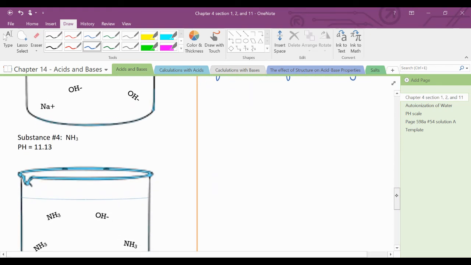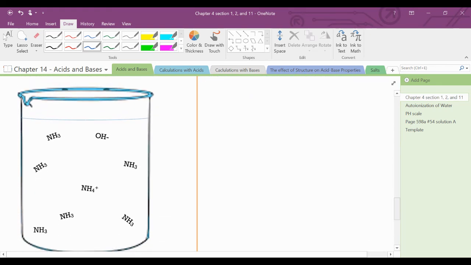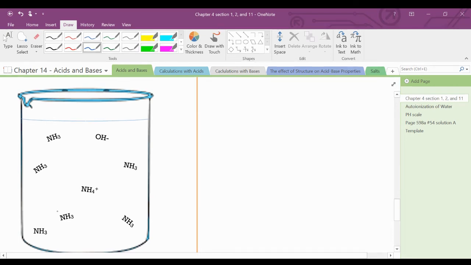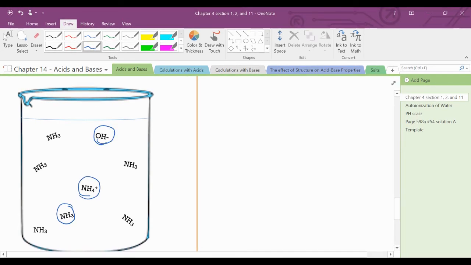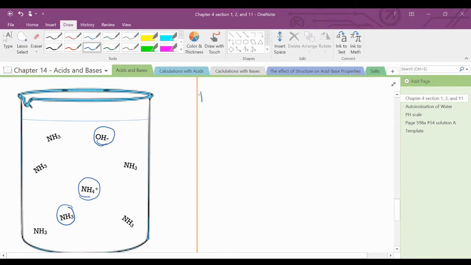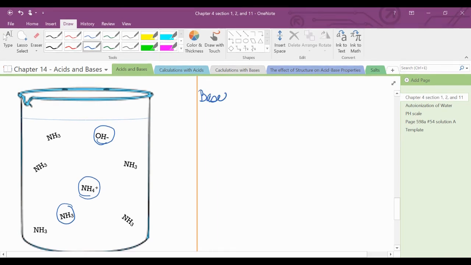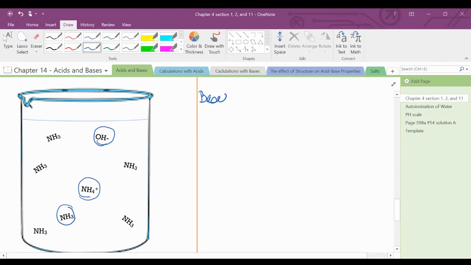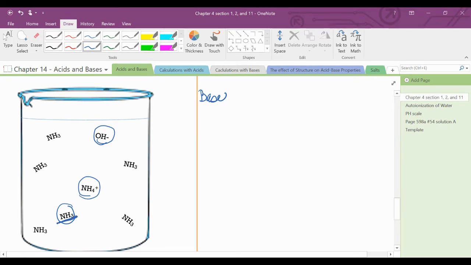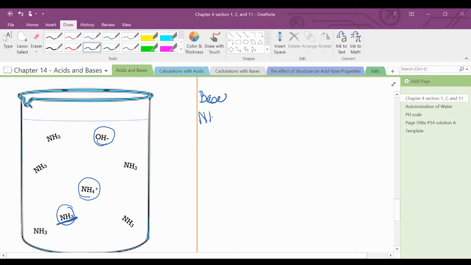All right, let's look at our next particle drawing. So in this particle drawing, I see molecules of NH3, I see ammonium ions, and I see hydroxide ions. Now this hydroxide ion is telling me that this is a base. And in this case, when I look at the molecule, it's NH3, there's no hydroxide ion. So the only way to prove that this is a base is to show that it's reacting with water.